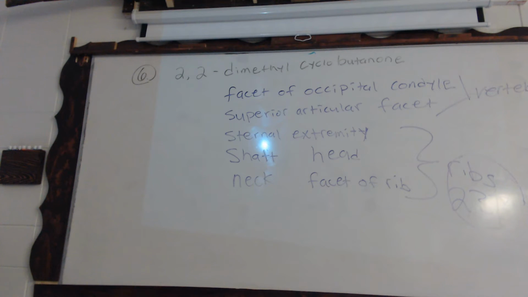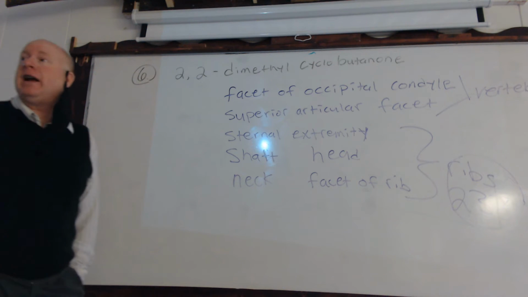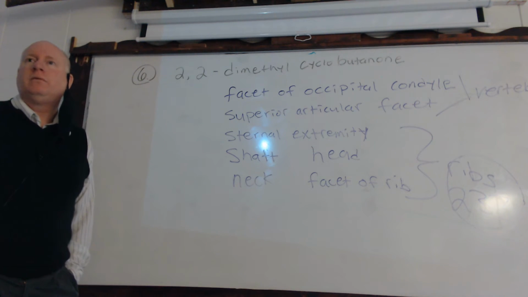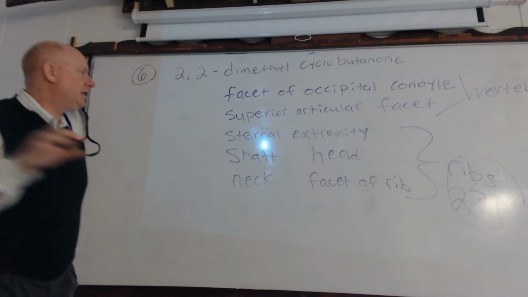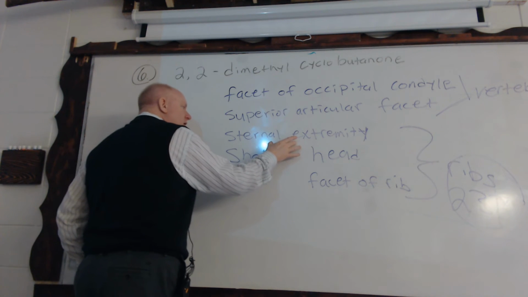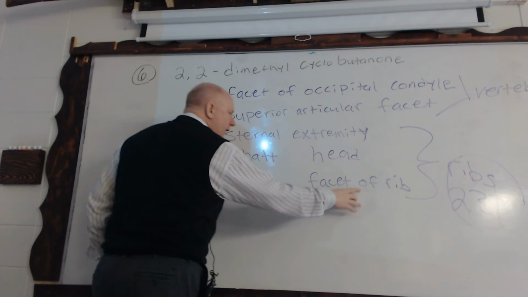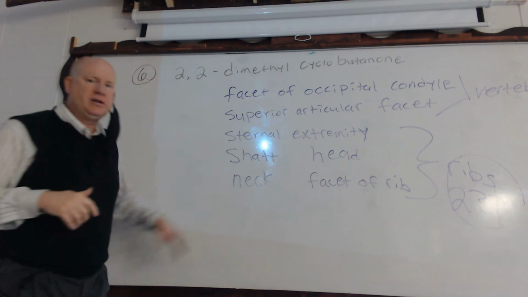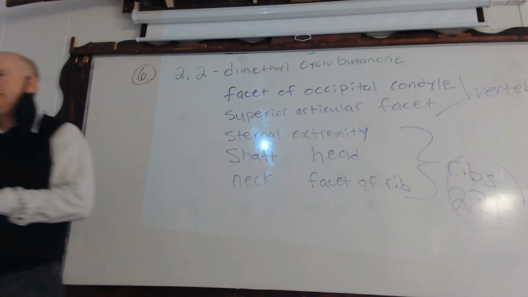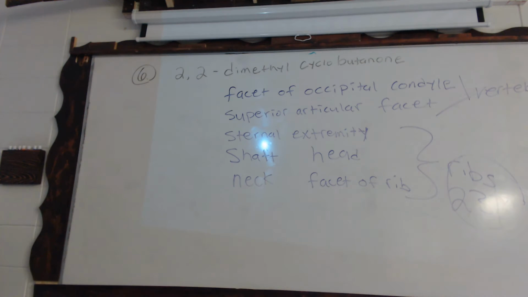So one of the things to keep in mind, the first two cervical vertebrae, one is called the atlas. You're going to want to know, and that is on your list. Yes, this is one term: sternal extremity, shaft, head, neck, and then facet of the rib. I didn't want to get so far down that we wouldn't be able to see that.